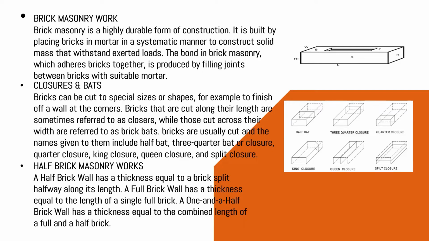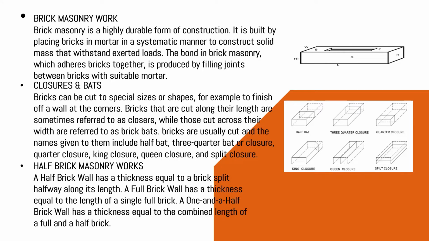Bricks that are cut along their length are sometimes referred to as closures, while those cut across their width are referred to as brick bats. Bricks are usually cut, and the names given to them include half bat, three-quarter bat, quarter closure, king closure, queen closure, and split closure.